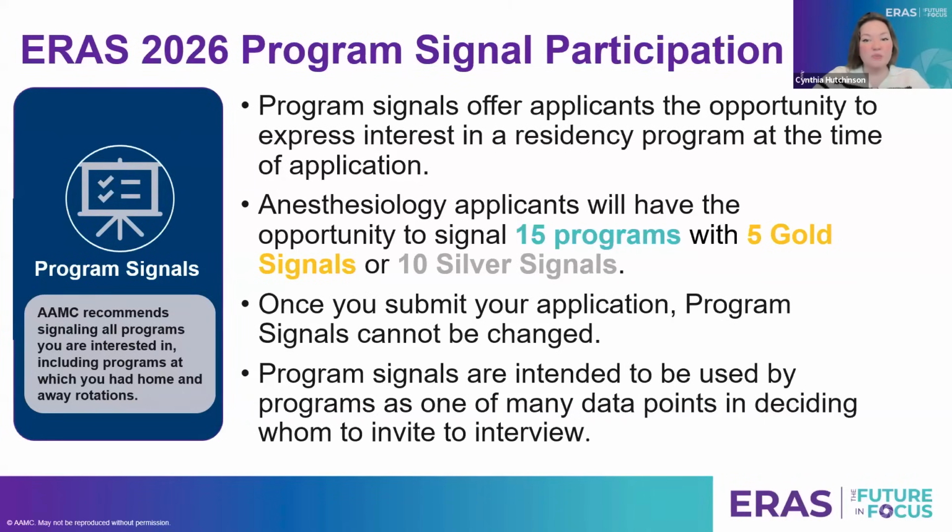One thing that has not changed from previous cycles is that once you submit your application with a signal, the signal cannot be taken back. It is permanent. So we recommend double checking program signal status after August 20th and before you begin to submit applications on September 3rd to assure each signal is used in a productive way.